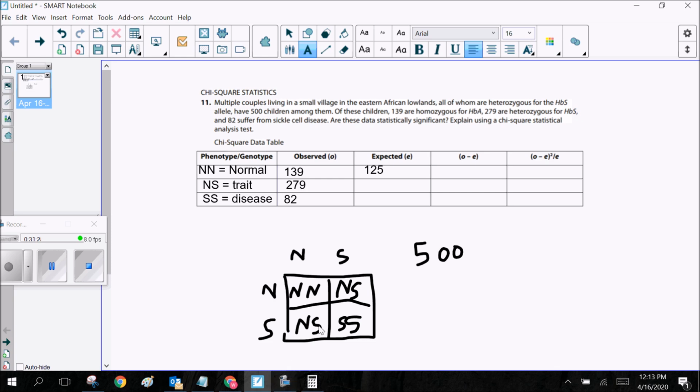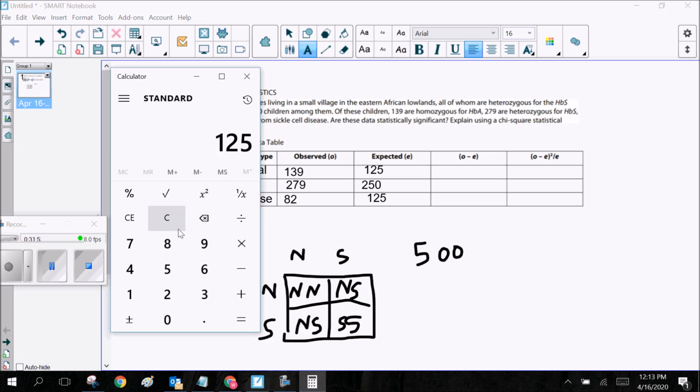I would expect 50% to have the trait, and so 50% of 500 is 250. I can do that in my head. And I would expect 1/4 to have the disease. So because I've already calculated that, I would expect 125 kids to have the disease. Okay, and so here I've got my expected values. Now all I have to do is subtract my expected values from my observed.